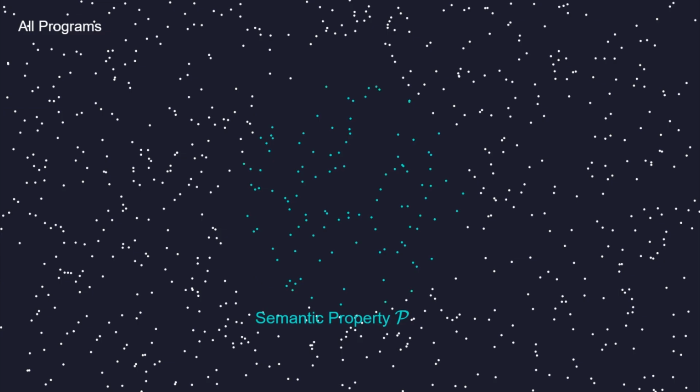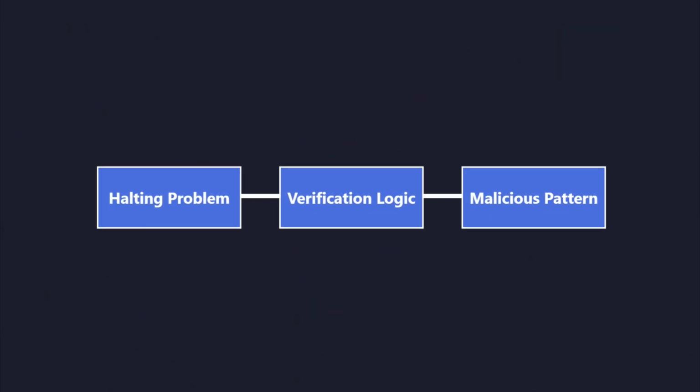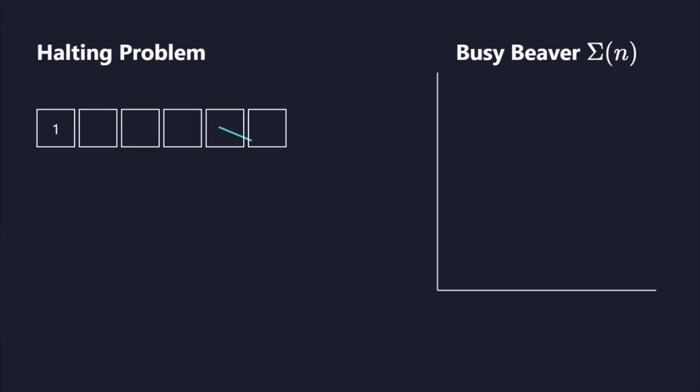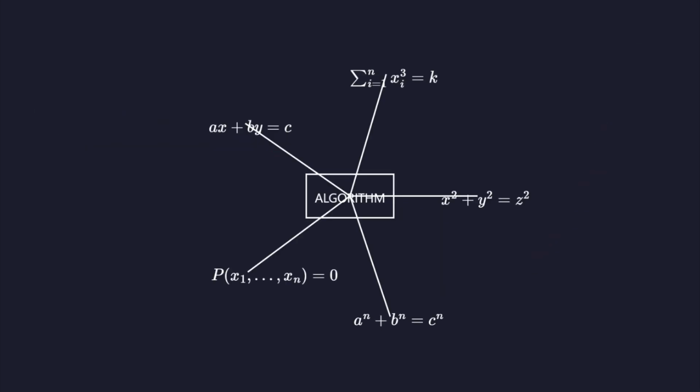This undecidability extends to almost all non-trivial semantic properties of programs, a result known as Rice's theorem. We cannot write a general program to check if code is free of viruses, or if it always halts. The halting problem also links computation to the busy beaver function, which grows faster than any computable sequence.